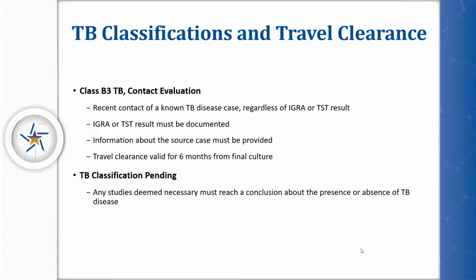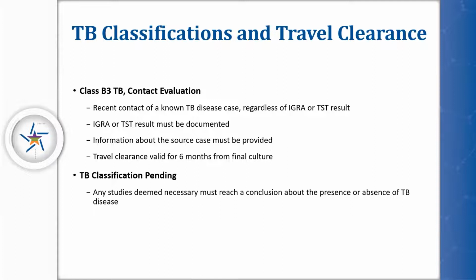So let's talk about the contact evaluation. These are individuals with recent contact to a known TB case, a TB disease case. So this might be one of your other patients, but it may just be a household member who is not looking to immigrate. But regardless of what their IGRA or TST result is, you still need to designate them as a B3, because it takes on average about 2 to 6 weeks after an MTB organism is inhaled for one of the screening tests to become positive.